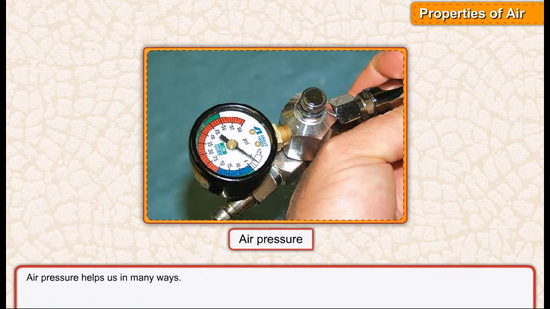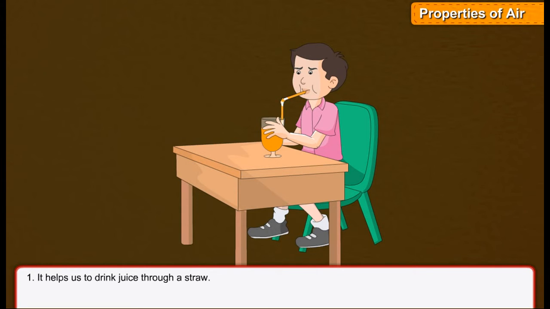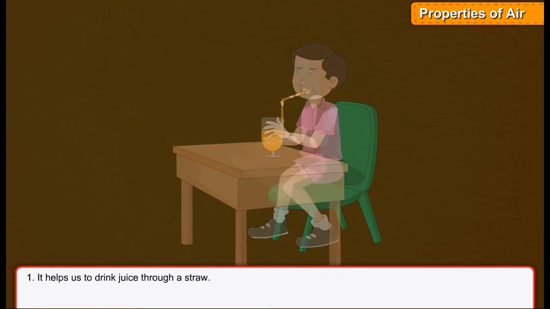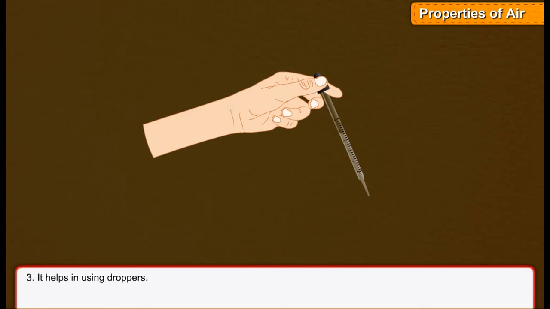Air pressure helps us in many ways. It helps us to drink juice through a straw. It helps in filling fountain pens and syringes. It helps in using droppers.